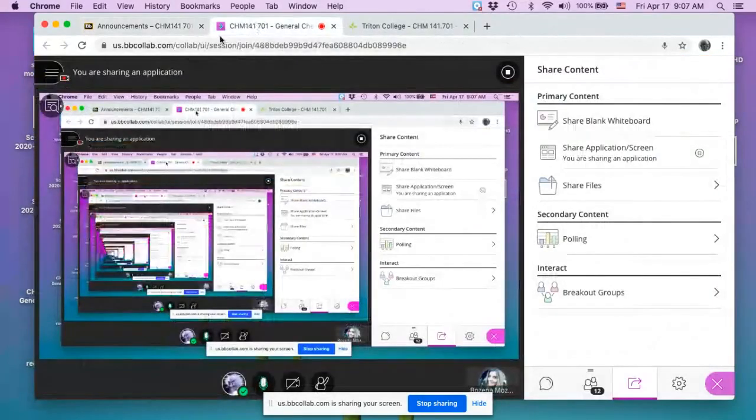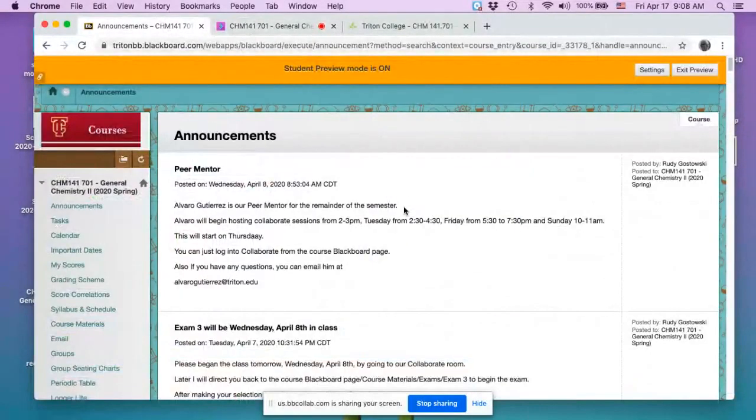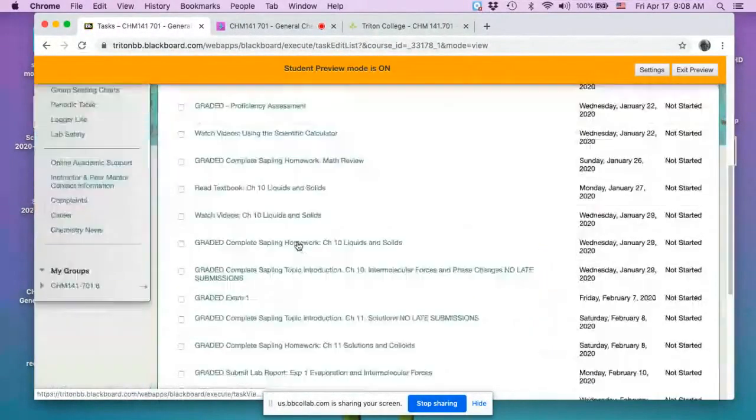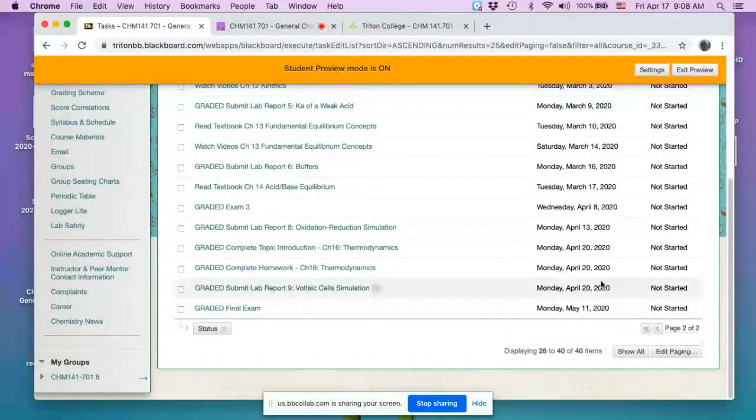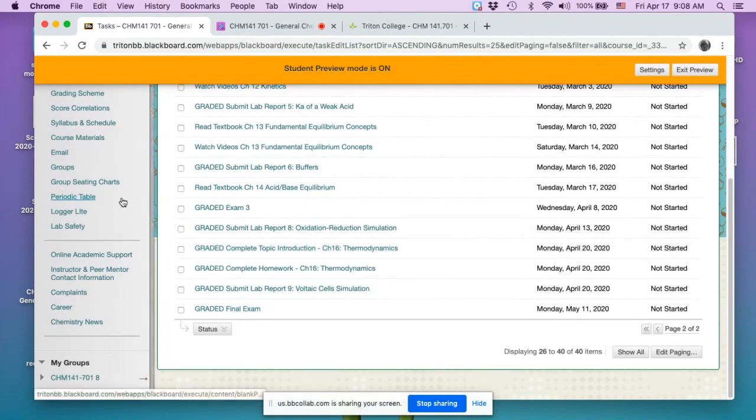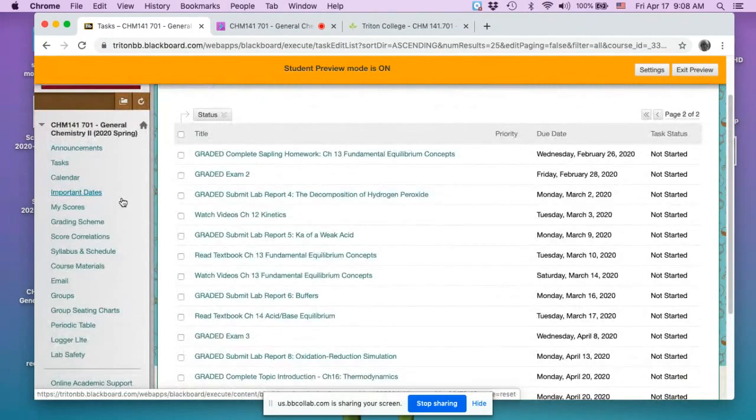So going back over here, nothing else on announcements. Looking at assignments. Today being April 17th, what we got coming up is the topic introduction for thermodynamics and the homework for thermodynamics, and hopefully you guys have already made a lot of progress on that anyway. It's going to be due on the 20th. And then your lab report for last Monday is going to be due this Monday on the voltaic cell simulation. And remember that the final exam is going to be May 11th. So that's that stuff. I don't see anything else we ought to talk about.